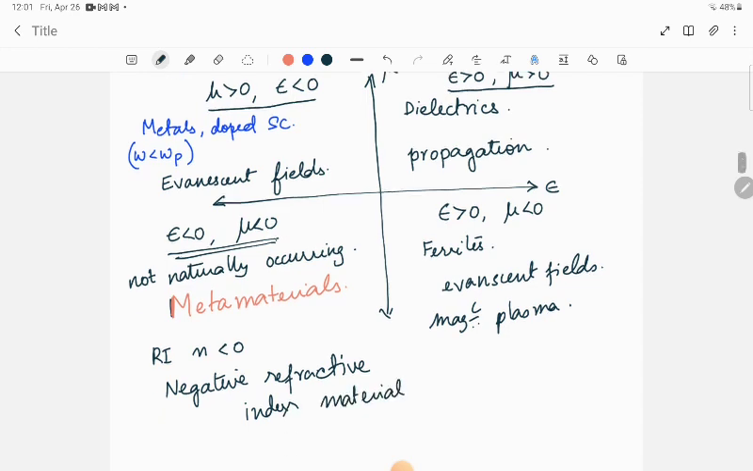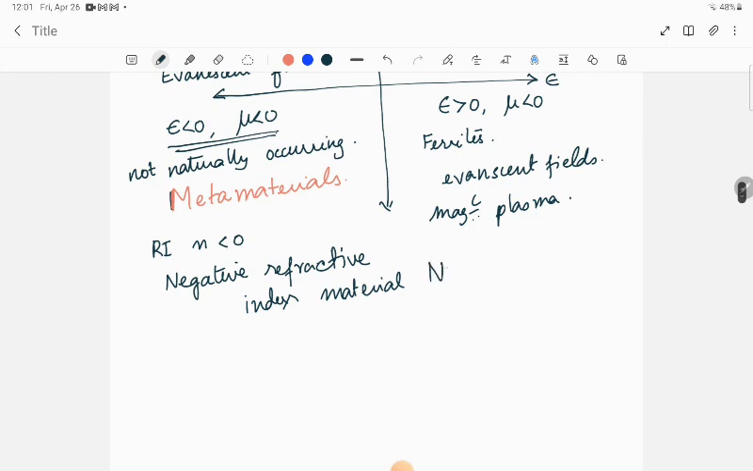So from now on, we will call this NRI. This is the region of our interest, and why is it interesting, or why has this led to a certain new field of work and research? That's what we'll be coming to. So what are the implications?